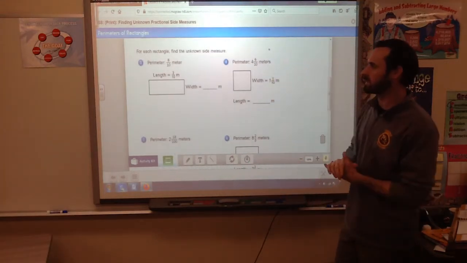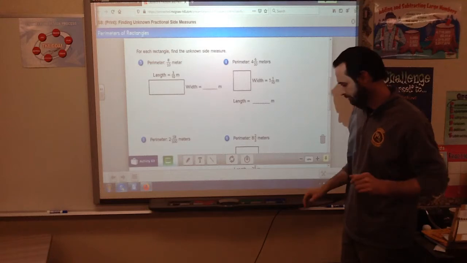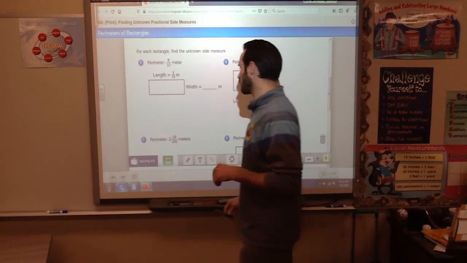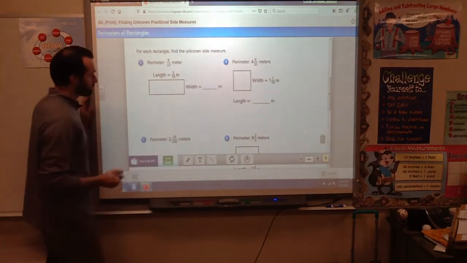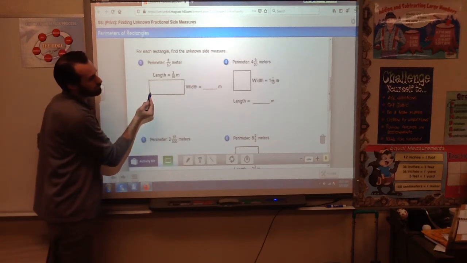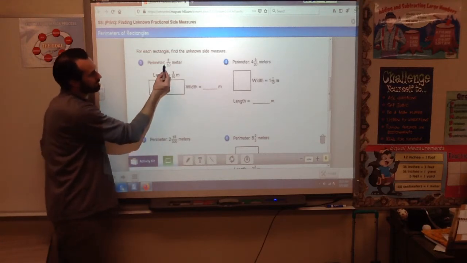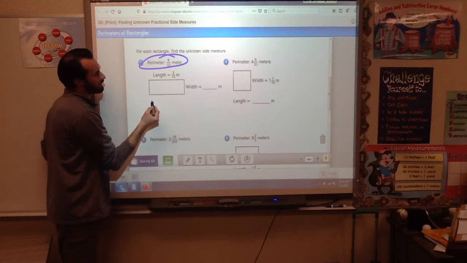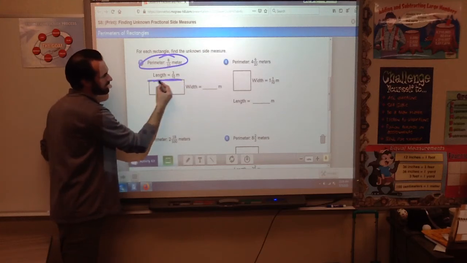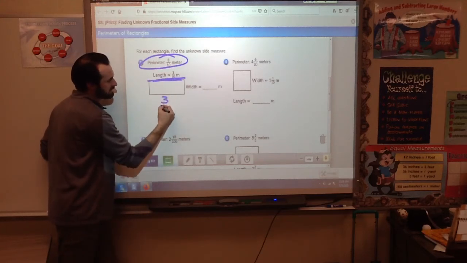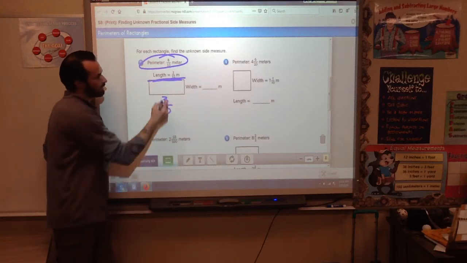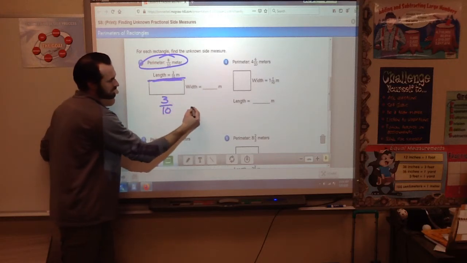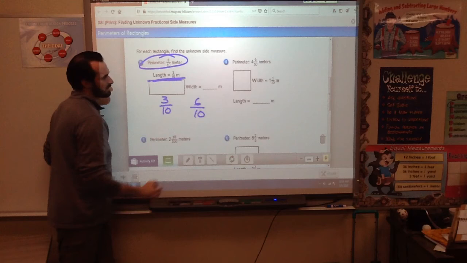Now here's where it gets a little trickier. We're going to do just 2 of these and we're going to be done. If you look at this one, I have the whole thing, the whole perimeter is 8/10. This is 3/10, so that means this has to be 3/10 too. 3/10 plus 3/10 is 6/10.